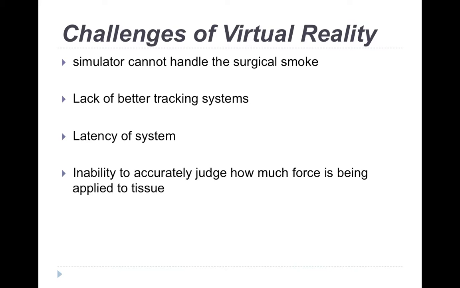The second challenge is the lack of a better tracking system. We need to develop a better tracking system and find more natural ways to allow users to interact with the virtual environment. And latency is also a problem of the system. Latency means when you make a movement in a real environment, the system needs a response time to reflect it in the virtual space. If you move too fast, the performance of the current system is not really good. And the fourth challenge is that the system cannot judge how much force is being applied to tissue in the virtual environment.